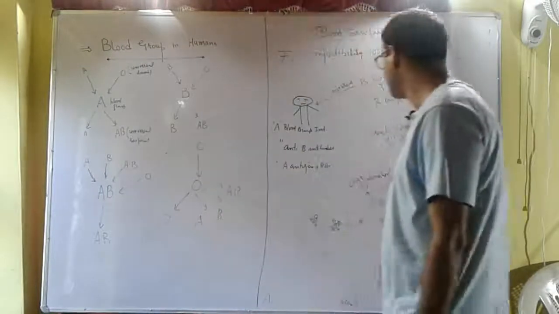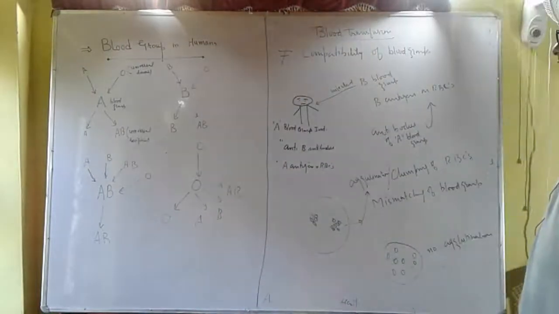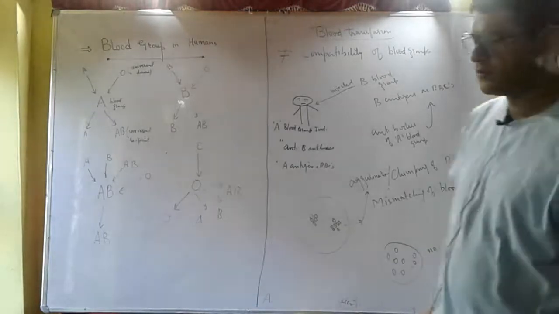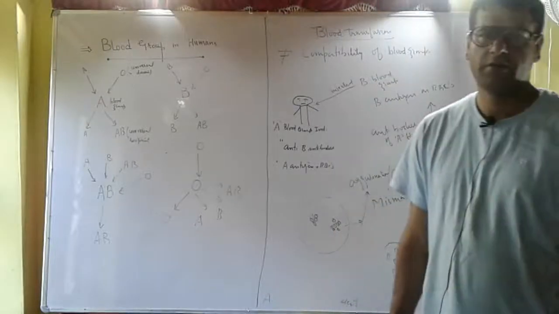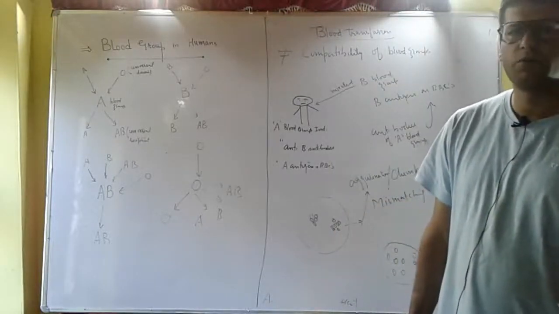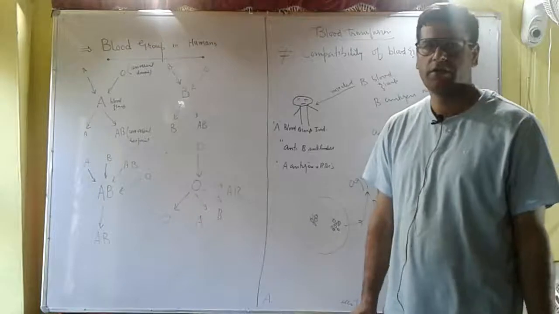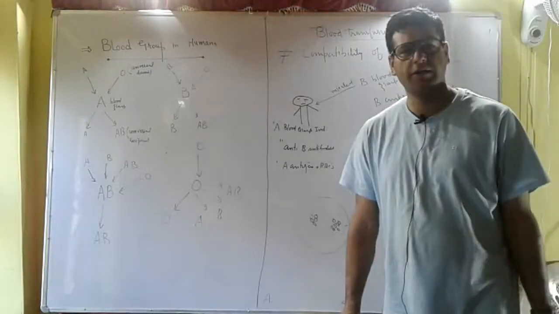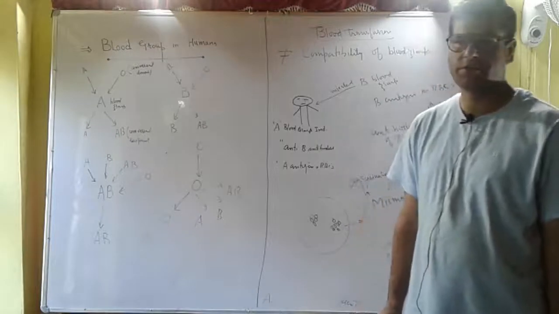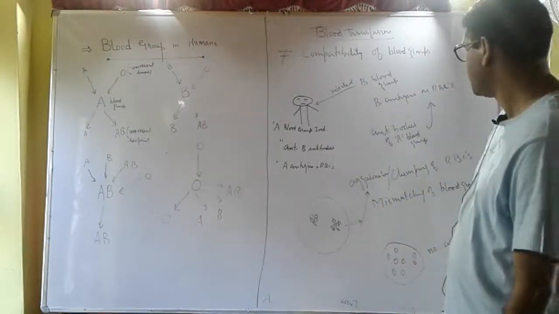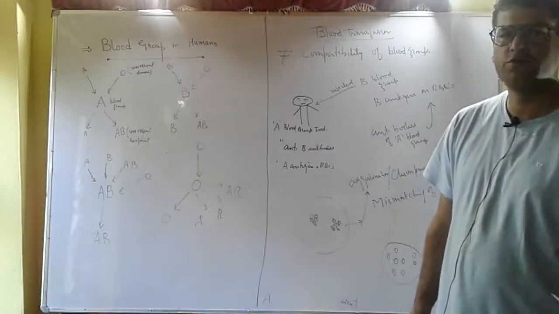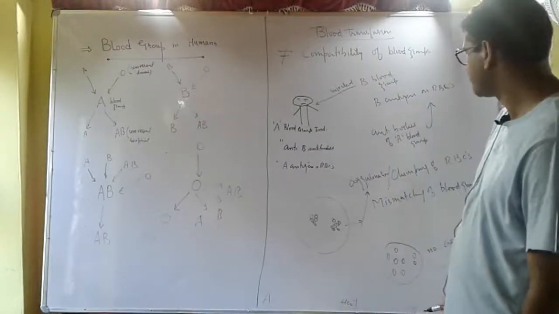So this was regarding the blood group in humans, which is universal donor, which is universal recipient. AB blood groups are universal recipients, and O blood group are universal donors. O negative means antigen is absent on the surface of RBCs in O blood group individuals. AB positive means antigen present on the surface of RBCs of individuals with AB blood groups.